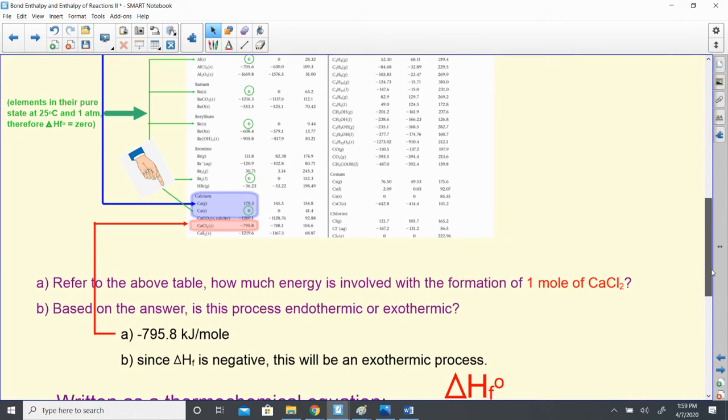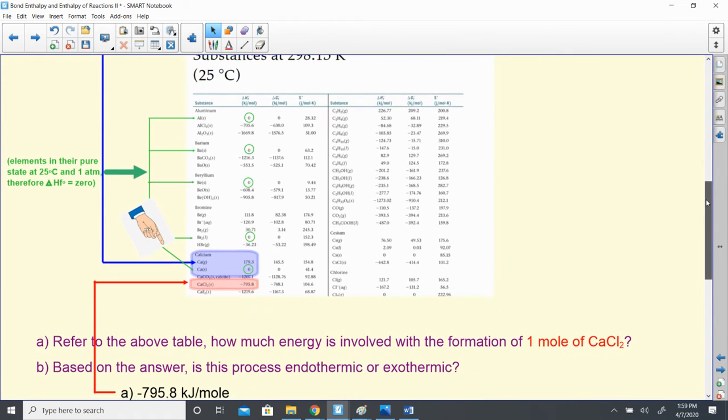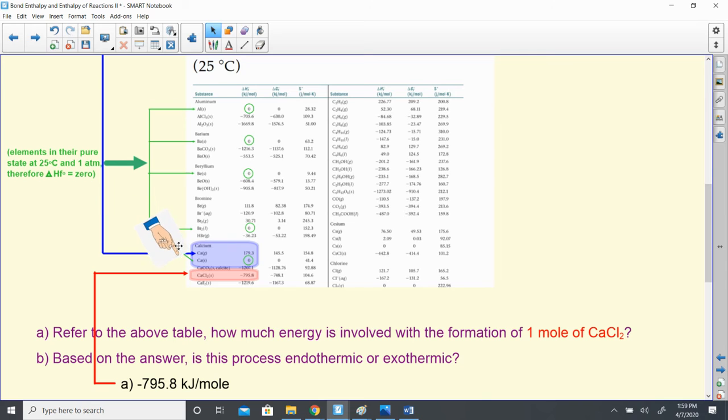So here's an example of how we can use this information. Refer to the above table, how much energy is involved in the formation of 1 mole of CaCl2? So by definition, enthalpy of formation is the amount of energy involved with the formation of 1 mole of a substance. So right here we can see for calcium chloride, we're going to have to go back to the table here, and there in red, there is an enthalpy of formation for calcium chloride, negative 795.8. What does that mean? That means for every 1 mole of calcium chloride that is formed, 795.8 kilojoules of energy will be given off.